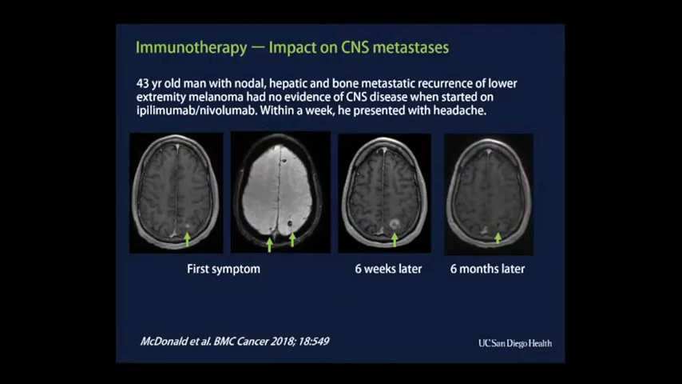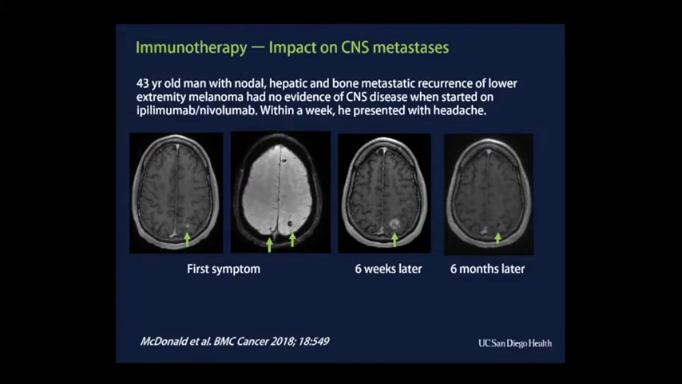This was an example that we had published a few years ago, who was a 43-year-old man who had nodal, hepatic and bone metastatic recurrence of his lower extremity melanoma. He had no evidence of CNS disease when he was started on IPI-NIVO combination therapy, but within a week of starting, he came in with a new headache, and his brain MRI confirmed he had multiple enhancing and hemorrhagic metastases.